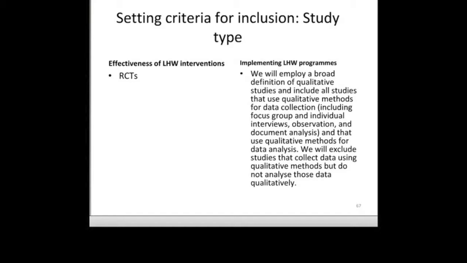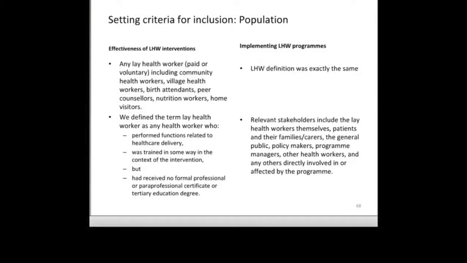If you look at the criteria for inclusion that have been chosen by the review authors, then you can see that they considered any lay health worker, paid or voluntary, including community health workers, village health workers, birth attendants, peer counselors, etc. They also defined the term lay health worker as any health worker who performed functions related to healthcare delivery, was trained and had received no formal professional certificate. So as you can see, it's very much operationalized, and that really helps your second screener to actually evaluate whether a particular article should be in based on the population or not.